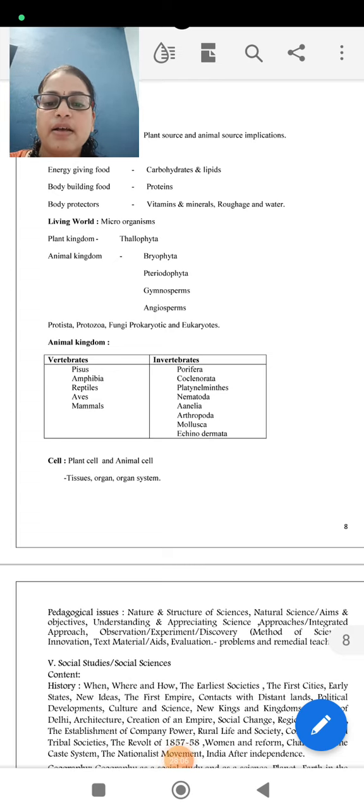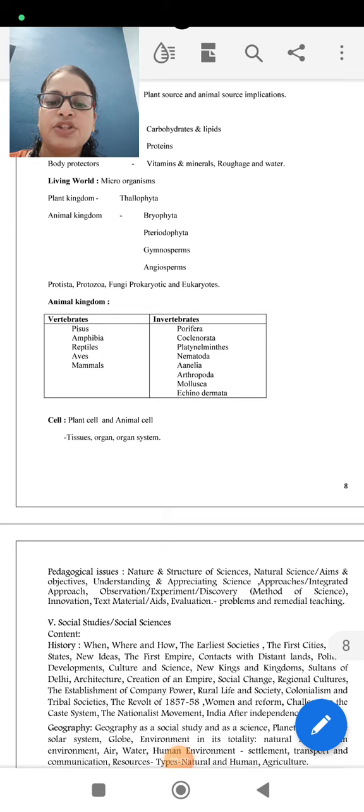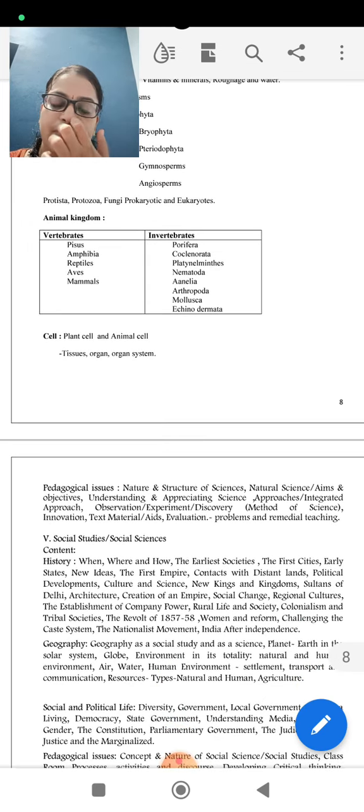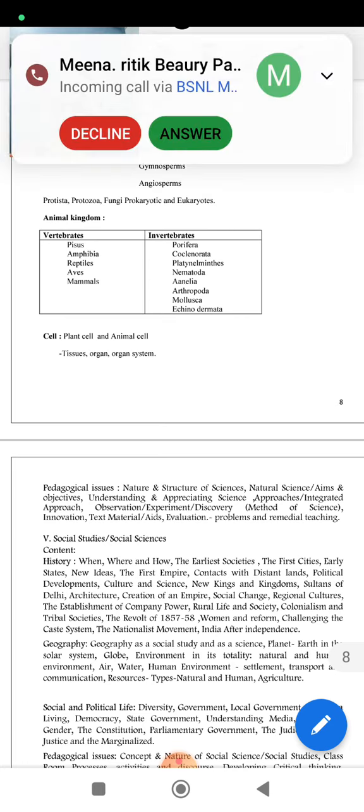Next, we have pedagogy. Maths pedagogy and science pedagogy are almost the same in concept. We have to understand the concepts thoroughly, because based on the concepts they will ask questions. We may have one or two direct questions from pedagogy, but most of the questions are application oriented.